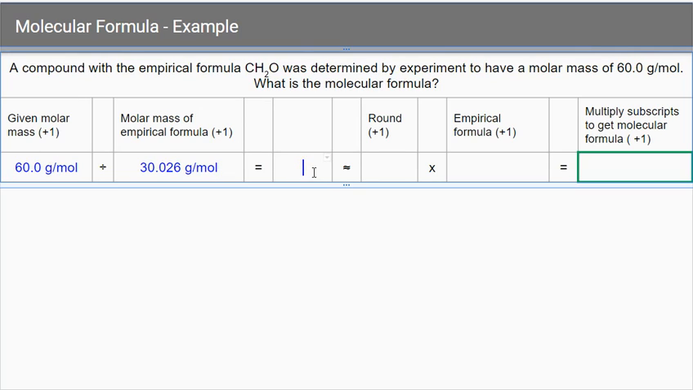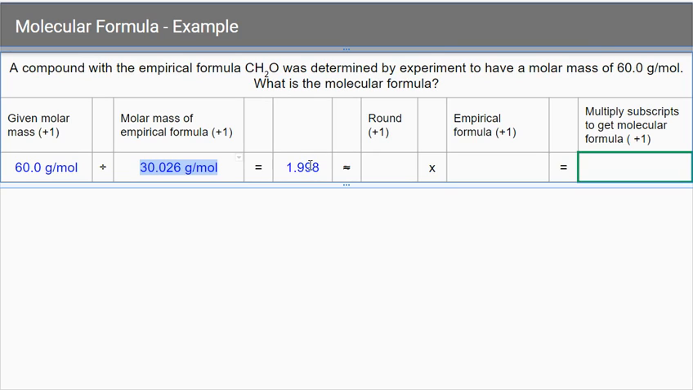And if we divide those two things, it gives us 60 divided by 30.026. It gives us 1.998 with no units because our units canceled out here. Now, why did we do that? Because we know that this is the ratio, but we also can see that obviously this does not match up with what was found. And so what we're going to do is see how many of these empirical formulas can go into the molecular formula. And hopefully that'll make a little bit more sense as we finish up the next couple of steps.